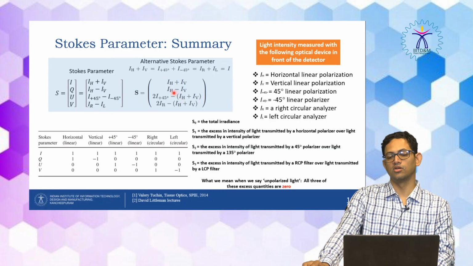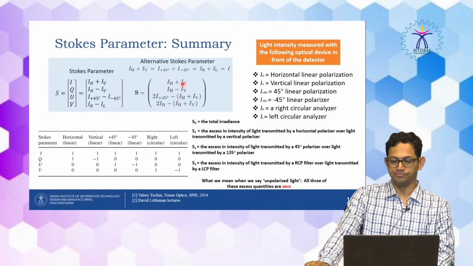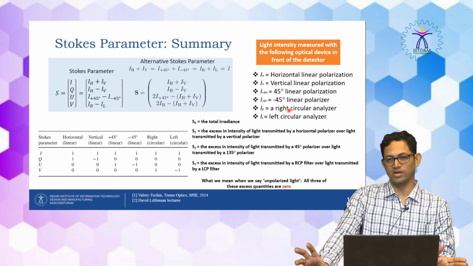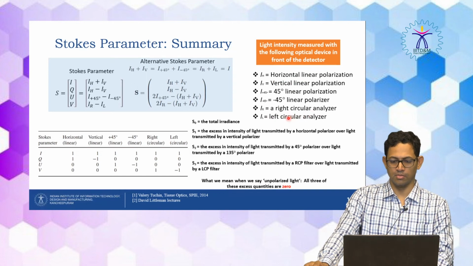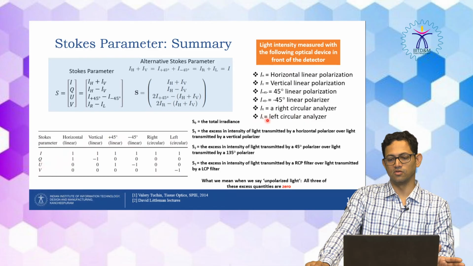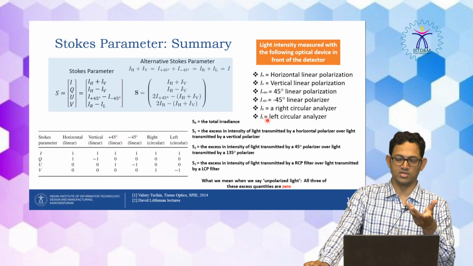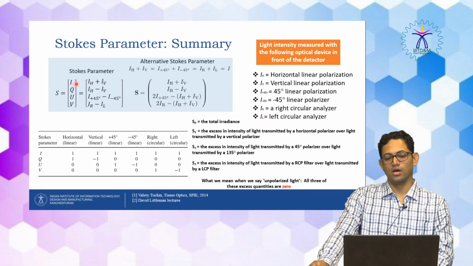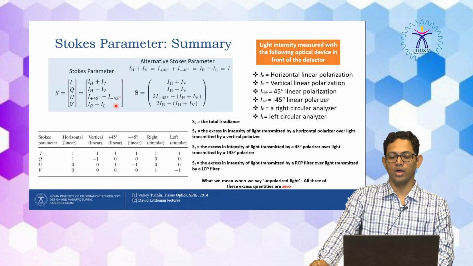Another way to write this alternate Stokes parameter definition is this one. IH is nothing but horizontal polarized, which I have already discussed. What you mean by IR is that instead of a single linear polarizer, you keep a right circular analyzer. That is something we will discuss in some time. IL means left circular polarized, just to quantify how much is the left circular polarized light source. Instead of I, Q, U and V, I can also name them S0, S1, S2 and S3.